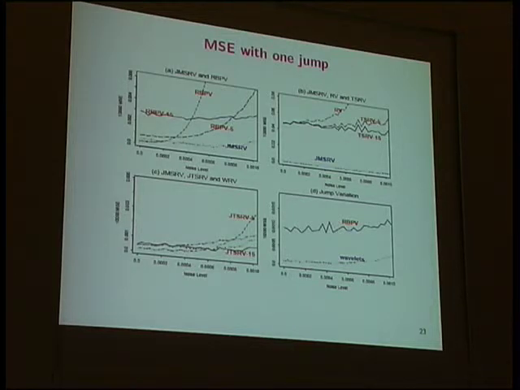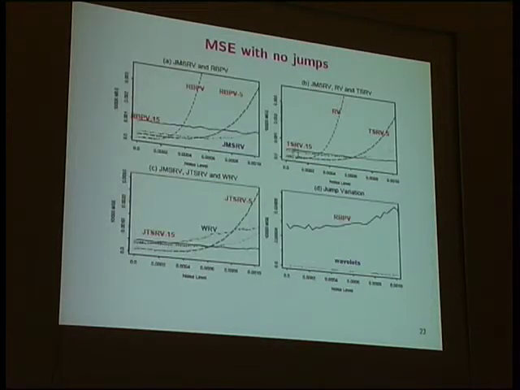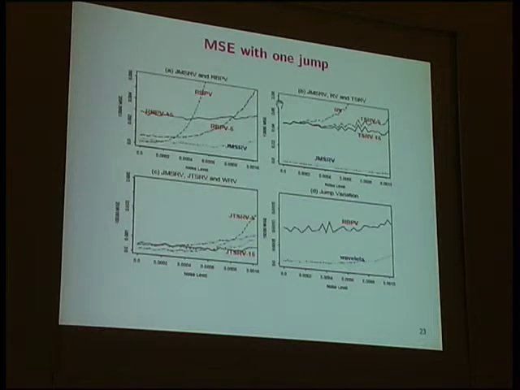Just compare this picture. One jump alone will make the mean square error jump up from here to here. And also the scale is quite different: this is a much smaller scale, this is a much bigger scale. So just one jump alone will make all of those procedures work poorly with or without microstructural noise. Even without microstructural noise, sigma equal to 0, they will work very poorly.